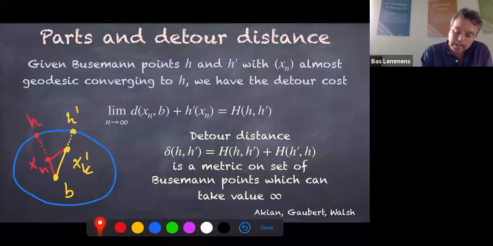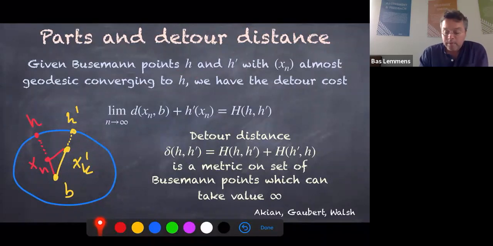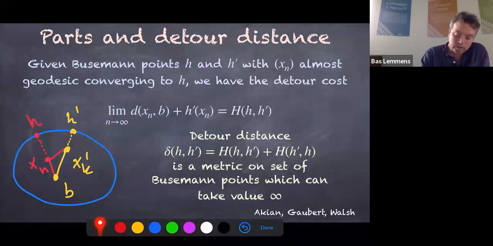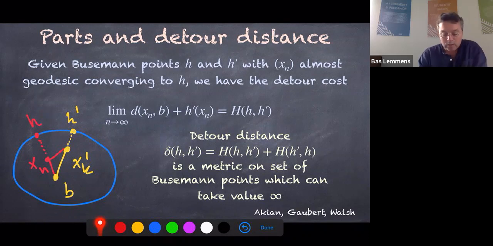Given two Busemann points, h and h prime, and suppose we have this almost geodesic sequence xn converging to h, then we can compute what is called the D2 cost. That's this limit: the limit of the distance from xn to the base point plus the horofunction h prime evaluated at xn. So what is in the picture? We have our sequence xn, on the red line here, going to h.